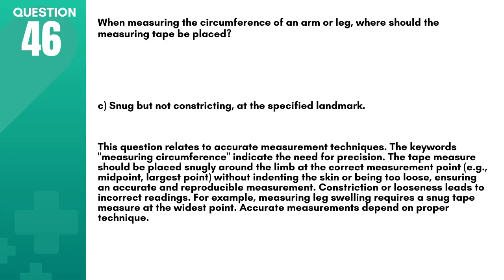Constriction or looseness leads to incorrect readings. For example, measuring leg swelling requires a snug tape measure at the widest point. Accurate measurements depend on proper technique.